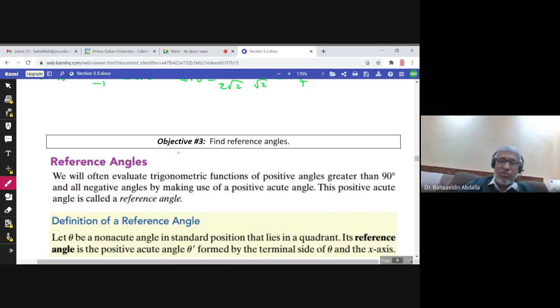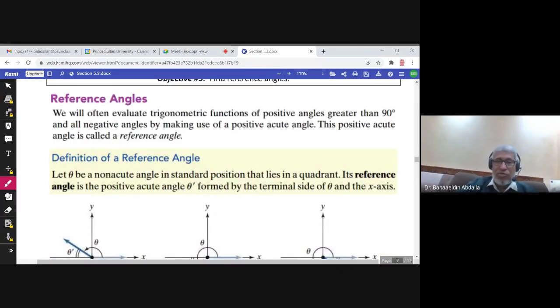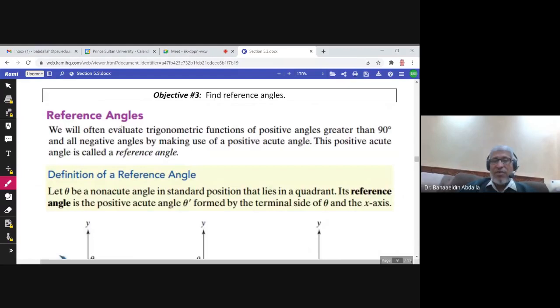This is a very important objective. In fact, this is the most important objective in this section: reference angles. We will often evaluate trigonometric functions of positive angles greater than 90 and all negative angles by making use of a positive acute angle, and this positive acute angle is called the reference angle. So to find the six trigonometric functions of angles greater than 90 or negative angles, we will use reference angles.